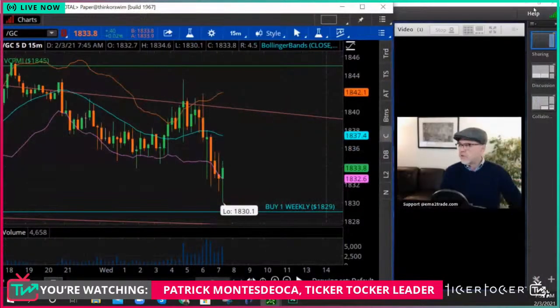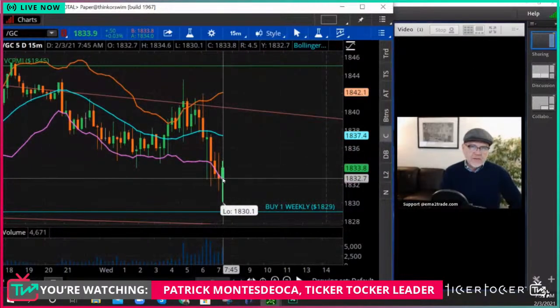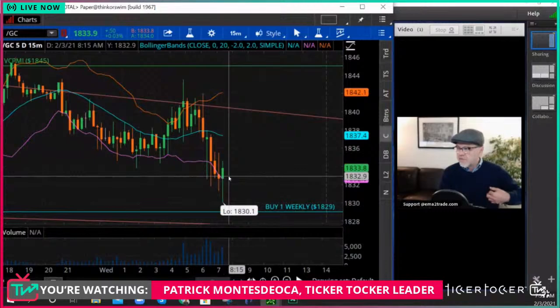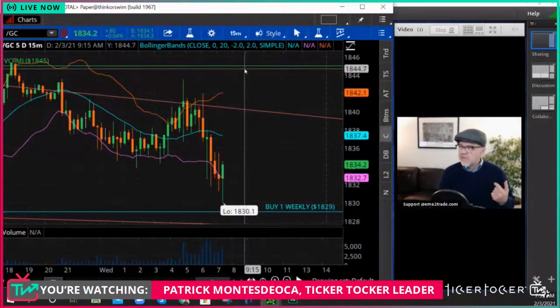Continue to hold your long positions here. If you enter into this trade, you can use the dollar stop, a maximum dollar stop of your choice, or you can use the close below 1830, which is the low, and automatically your target has been activated to be 1845.